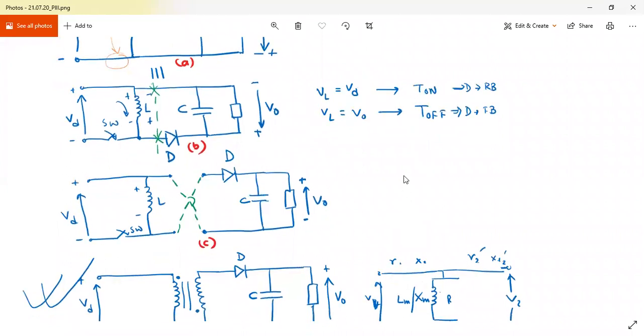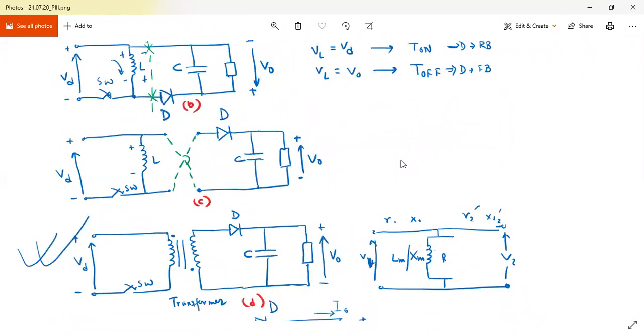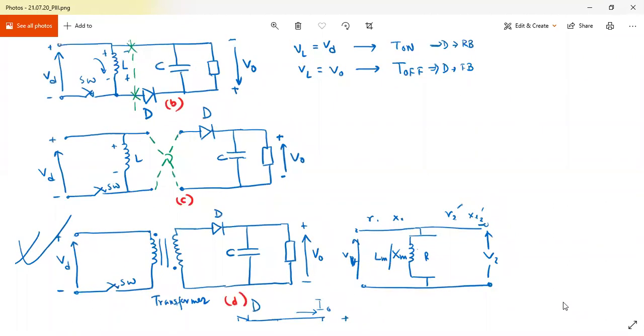Okay. Then what we can do here, we can replace this portion, that is the green dotted portion of the circuit, by a transformer having opposite polarity. Because the transformer equivalent circuit is basically an impedance, a high impedance in parallel. Are you getting? The last portion is very important here.